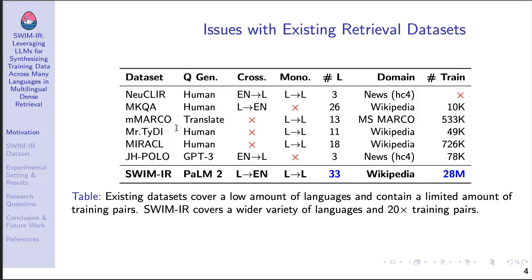In contrast, in our work SwimIR, we use PaLM 2 to generate training pairs for both the cross-lingual and the monolingual retrieval tasks, and we cover a wider variety of languages, 33 different languages, and provide 28 million training pairs, which is almost 20 times more than any of the existing retrieval datasets.